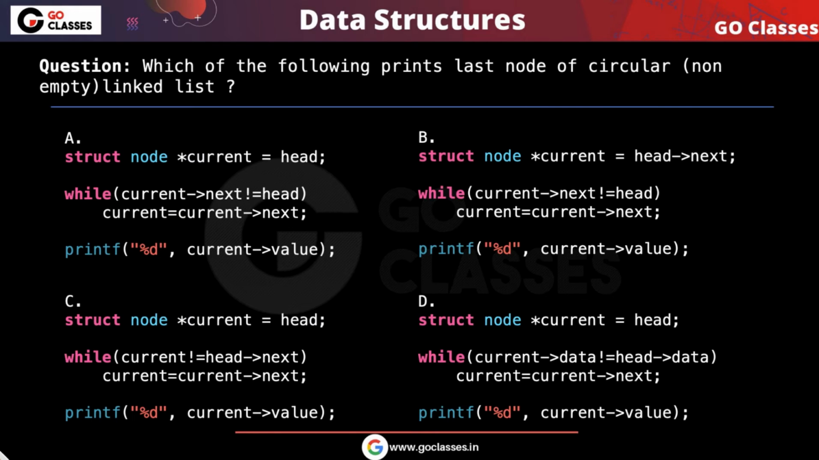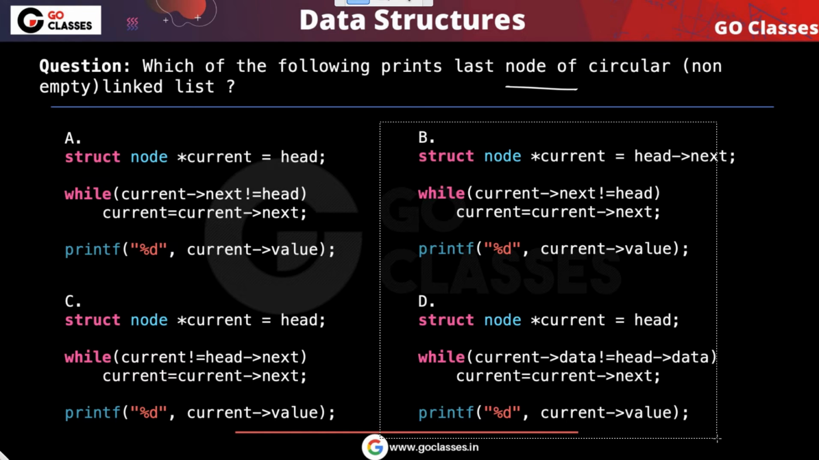Okay, now let's see this question. Which of the following prints the last node of a circular non-empty linked list? Here let's not worry about the linked list having 0 nodes. So let's say that the linked list is non-empty. In that case I want to check which option is correct. So let me erase this, and here I will be analyzing the options.